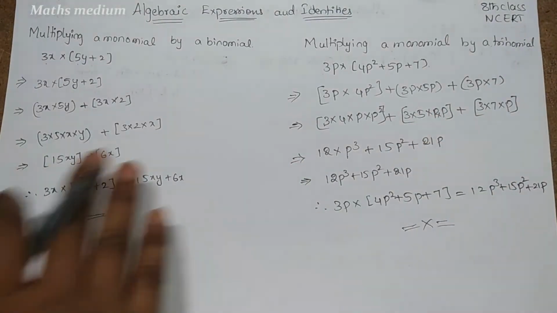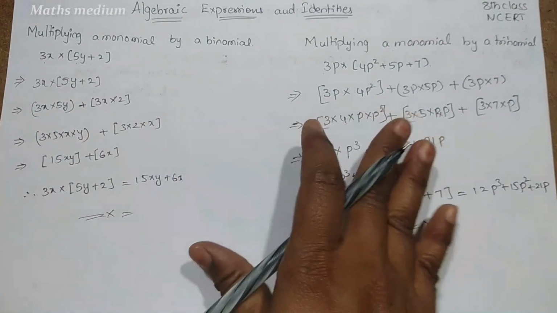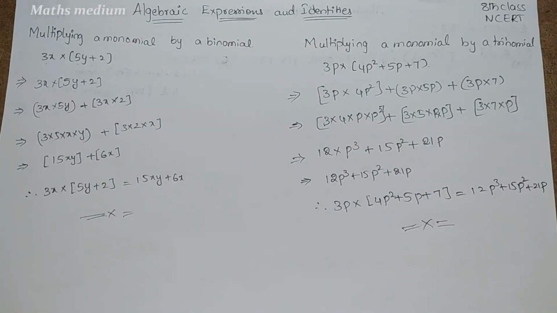So this is about how to multiply a monomial with a binomial and trinomial. I hope you understand this session.